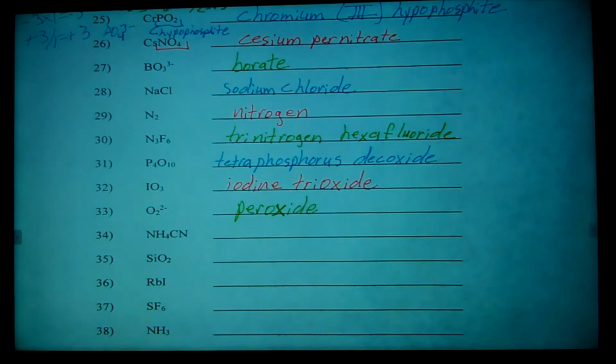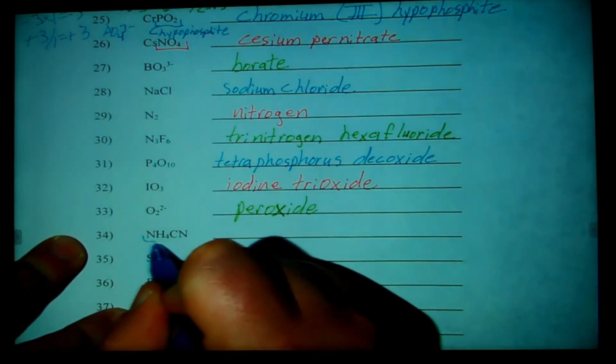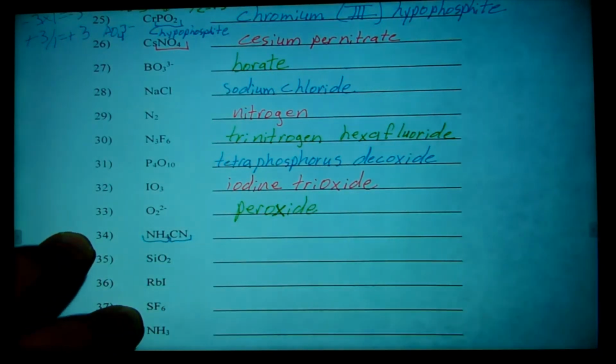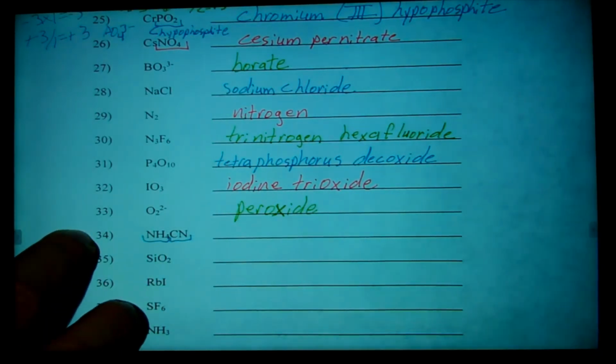Number 34. You count it up, and there are 4 elements present. 4 elements present tells you one thing: there are two polyatomics here. Find the two polyatomics. There's one, there's the other one. So you literally just name the polyatomics.